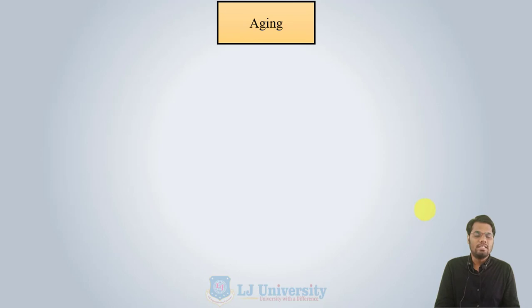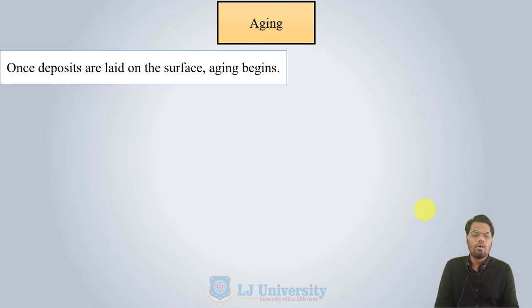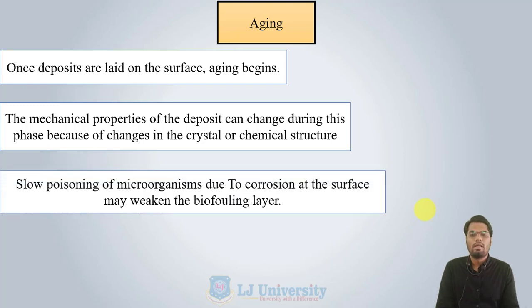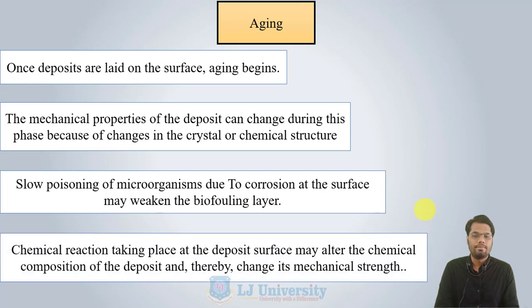The last stage is aging. After deposit of fouling on the surface, the aging begins. The mechanical properties of the deposits can change during this phase because of change in the crystal or chemical structure. Slow poisoning of microorganisms due to the corrosion at the surface may weaken the biofouling layer. Chemical reaction taking place at the deposit surface may alter the chemical composition of deposits and thereby change the mechanical strength.